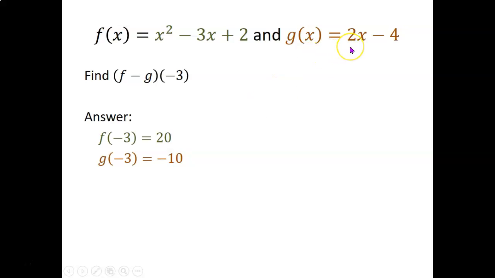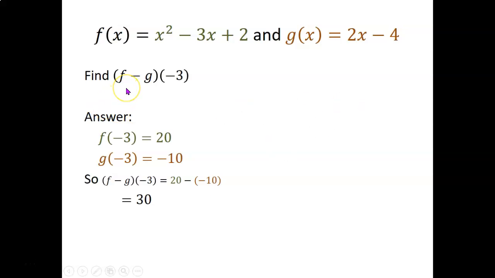And then g of negative 3, well, 2 times negative 3 would be negative 6, minus 4 would be negative 10. Now we have to subtract, f minus g, 20 minus negative 10, and that would be 30.